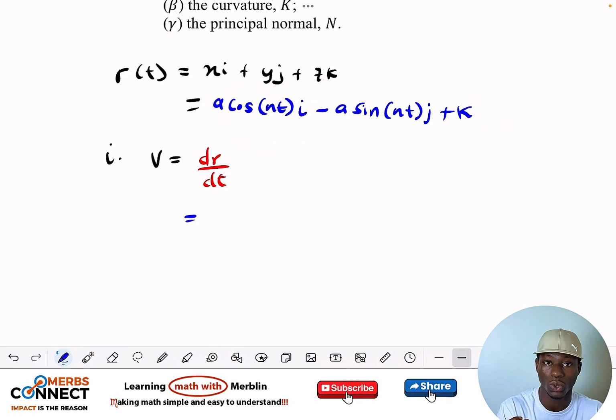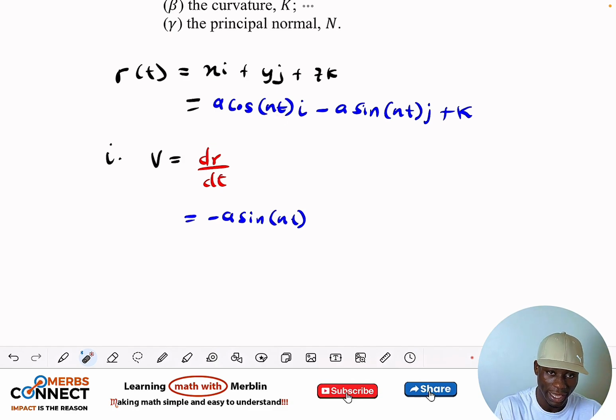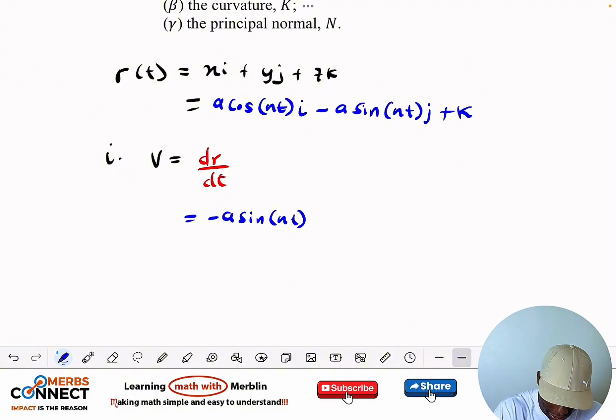So when I differentiate cos, I get minus sine. So this is going to give us minus a sine nt. But when I finish, I need to differentiate what is inside the parentheses with respect to t. So when I differentiate nt, I'm going to get n because I'm differentiating with respect to t. And then I add my i. When I differentiate sine, I'm going to get cos. So this is going to be minus a cos nt.